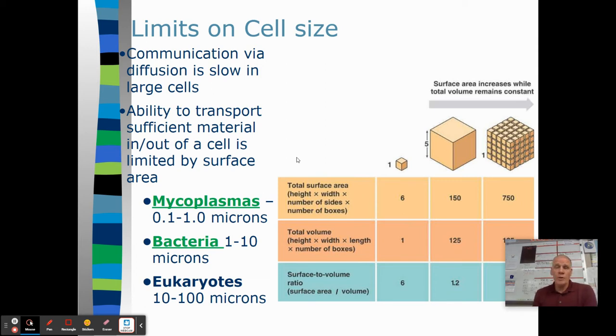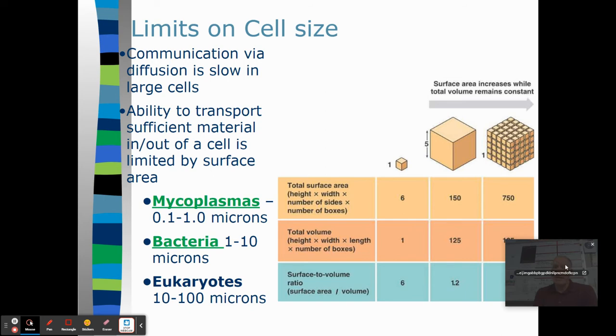Okay? Whereas the cube with a side length of 5 has more surface area, 150, and a bigger volume, 125. But when you divide the surface area by the volume, you get 1.2 units of surface area per 1 unit of volume. So there's a lot less surface area servicing that interior part of that cell.